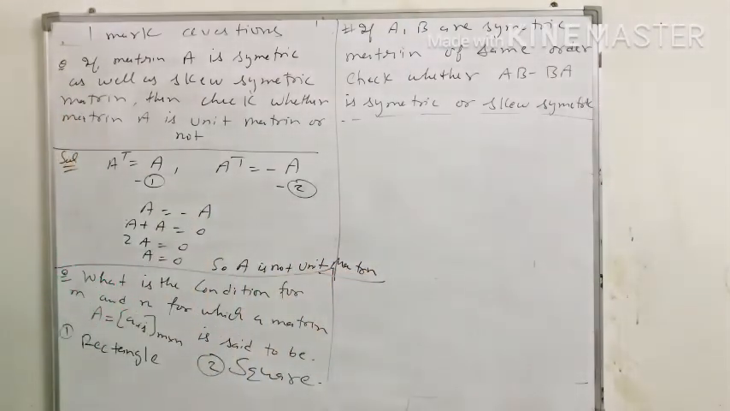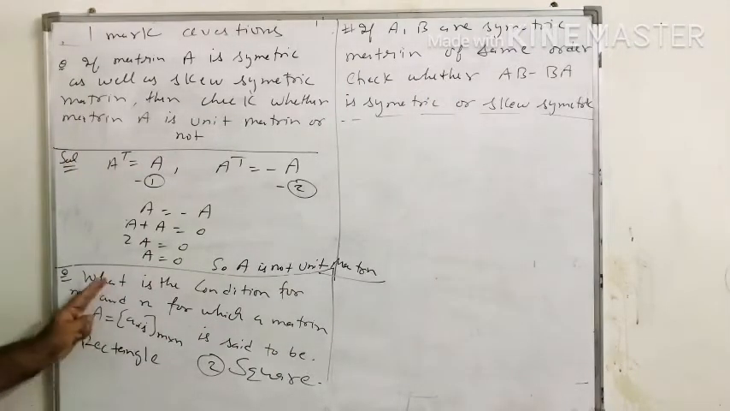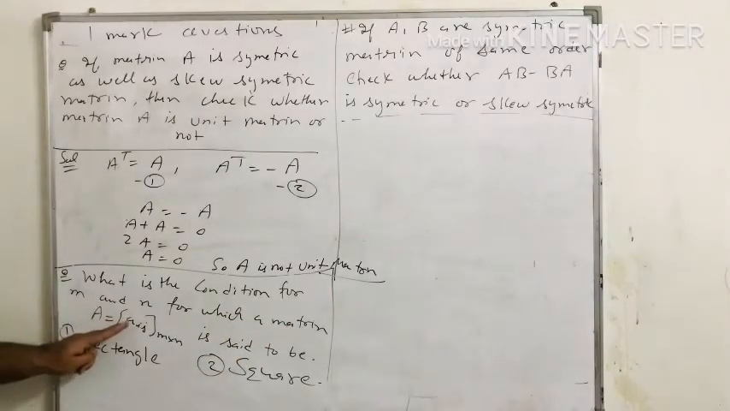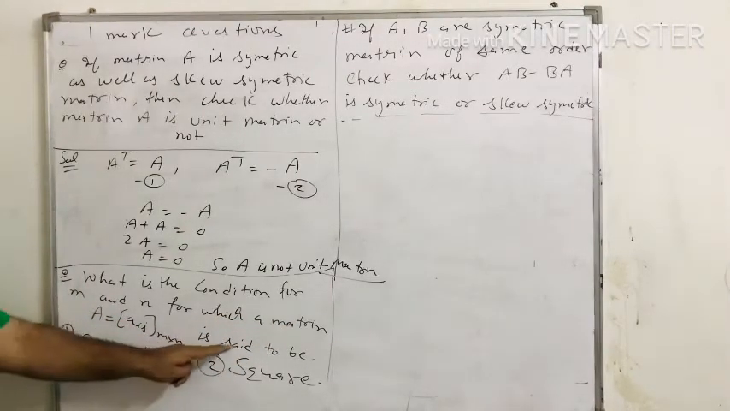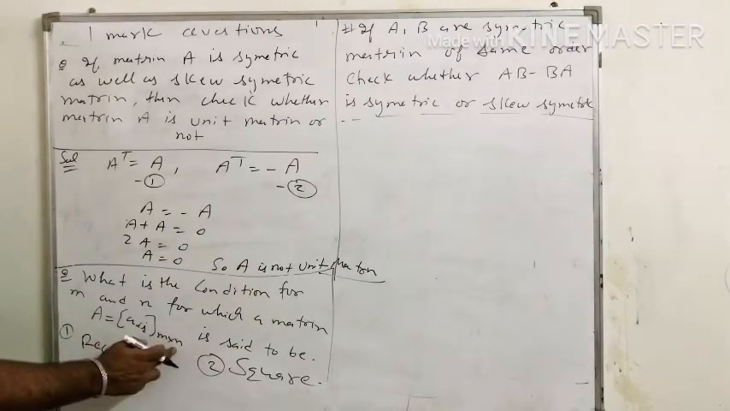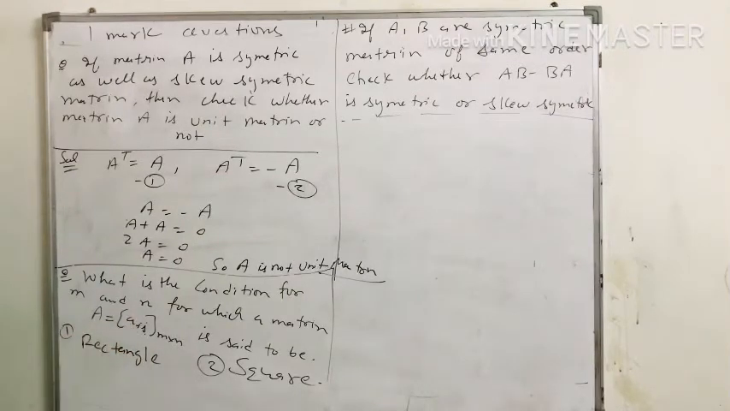Now another question. What is the condition for m and n for which a matrix A equals aij, m into n, is said to be rectangular or square? Now m into n is the order, i is the row, j is the column, A is a matrix. So for a rectangle, what is the condition for m and n? m not equals n.